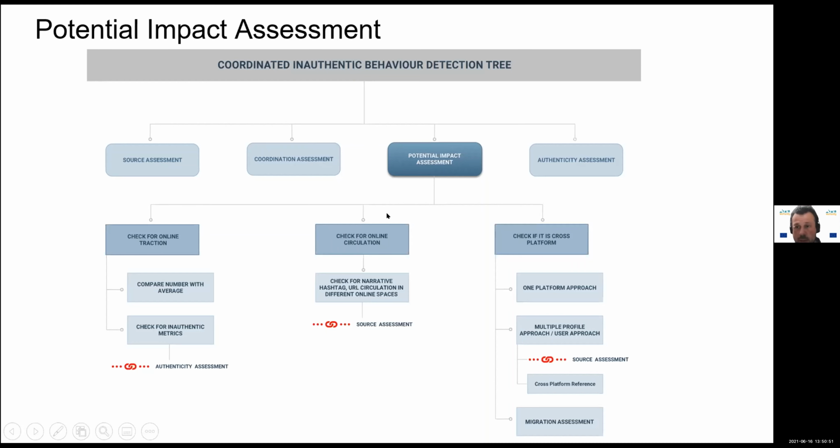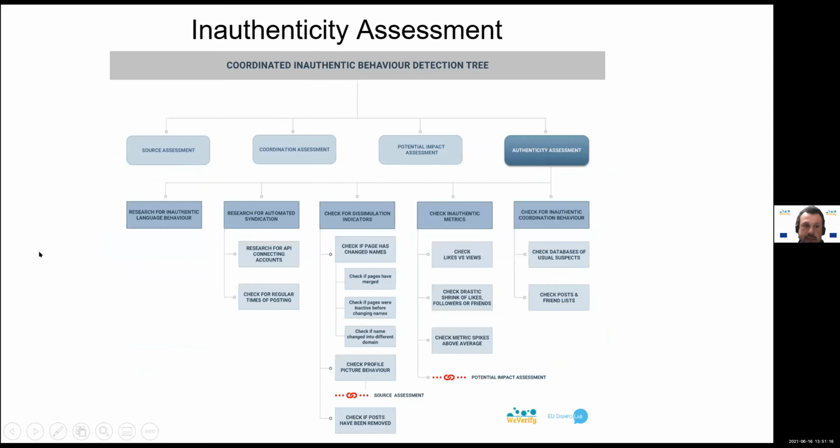We also have migration assessments we can detect. For example, if you go on a Facebook page and check for the keyword censored associated with the keyword Telegram, there is a good chance you will find a post saying, "I'm censored on Facebook, here is my Telegram channel." You can detect migration by small tricks like that.